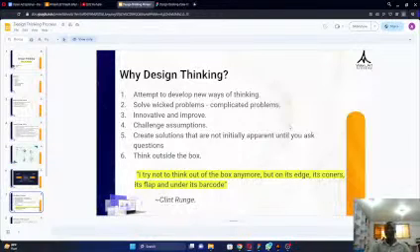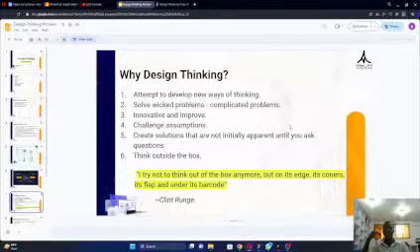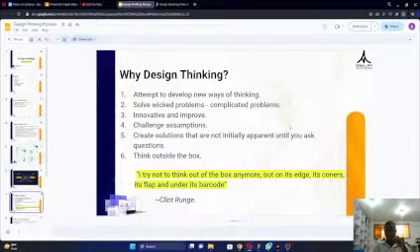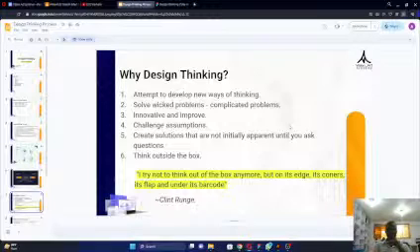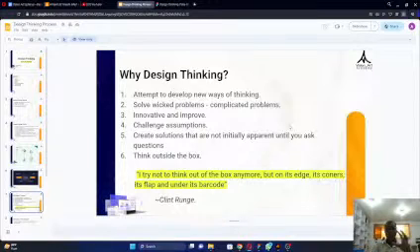And also it helps you think outside the box. That means it expands your thinking beyond what you know. So if you conduct research, you get to know that people are facing this problem. These are the actual challenges they are facing. Why use this existing app? I need to come up with an app that can solve this problem. So I try not to think out of the box anymore, but on its edge, its corners, its flap, and under its barcode. So that's the reasons why you should conduct design thinking.